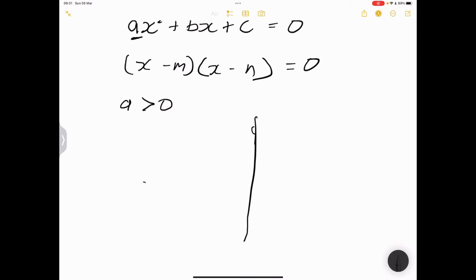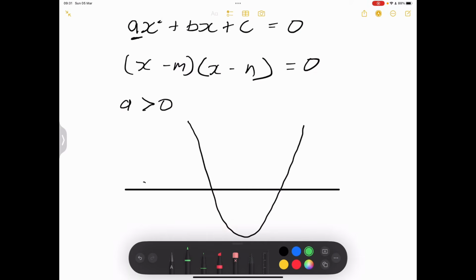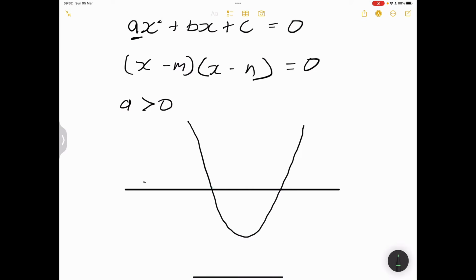In fact, you know what? Let me not draw the y-axis. Let me just draw the x-axis. So now we can draw that parabola and it would look something like that, okay? So I want us to look at certain things. In this case, it means that we've got two roots in the equation. What are the roots? This is where the y value is 0, as it is indicated here.